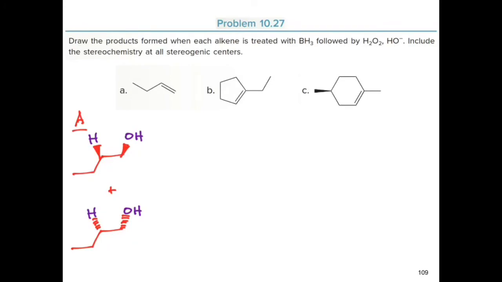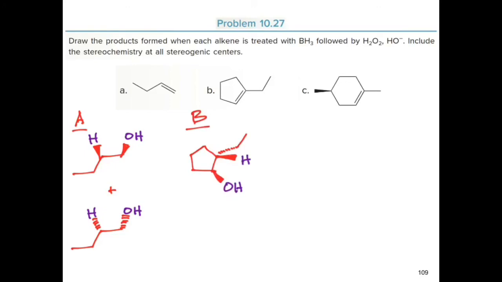And for this second unsymmetrical alkene here, you can see that this carbon atom right here is the more substituted carbon, and then the carbon on the left is the less substituted one. And so you would expect the hydroxy group to bond to this less substituted carbon atom, and then the hydrogen to this more substituted carbon. And so again, the addition of the hydrogen and the hydroxy group is via syn fashion. And so that means that they are bonded on the same side of the molecule.